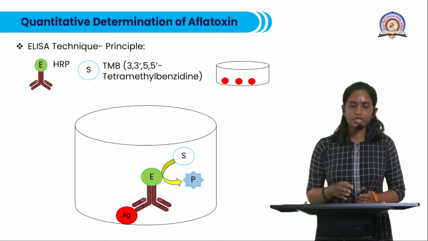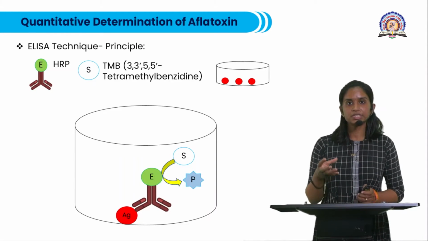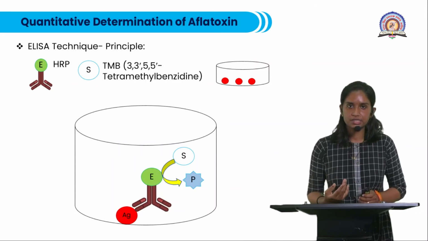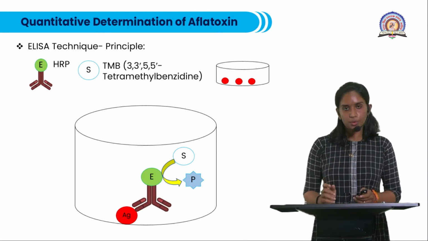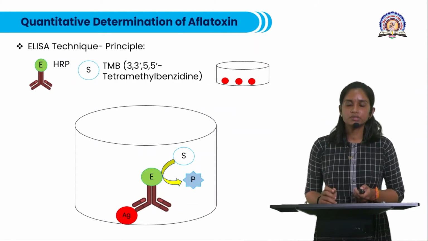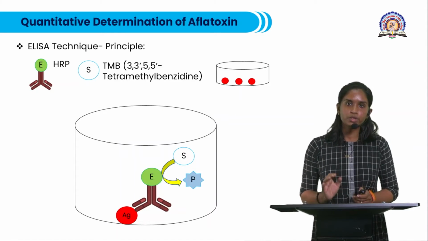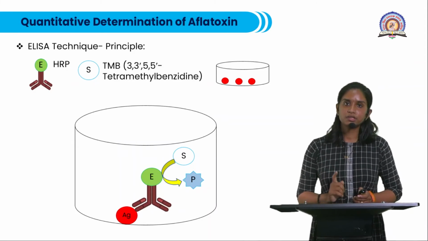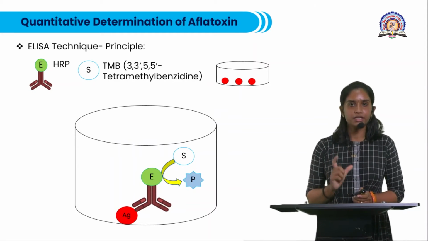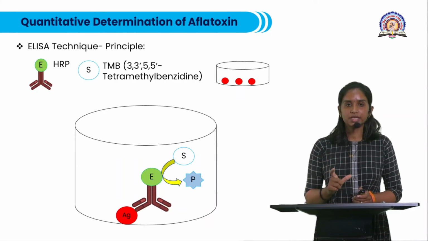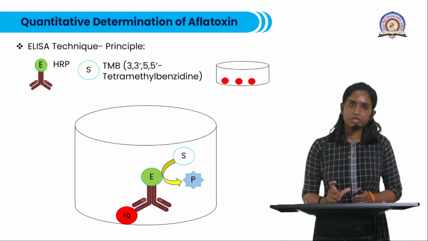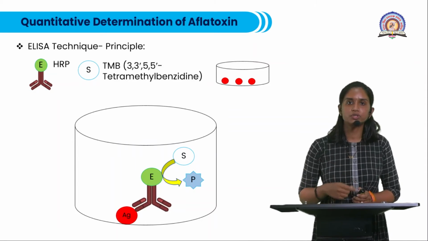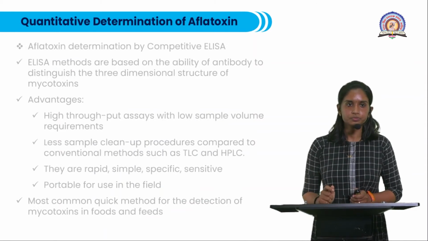Then third variation is antigen can be sandwiched between the two antibody molecules. That will be sandwich ELISA. And last is the competitive ELISA that we are going to discuss now. So now you know what is the basic principle of this ELISA technique. What you need to remember in this is enzyme linked antibody is used, and then second thing is chromogenic substrate is utilized for generating colored product.